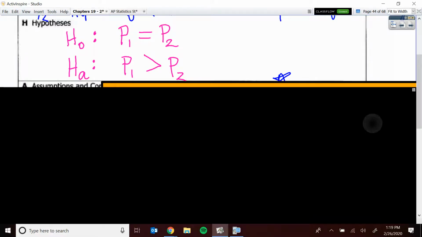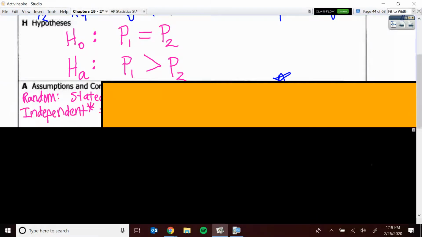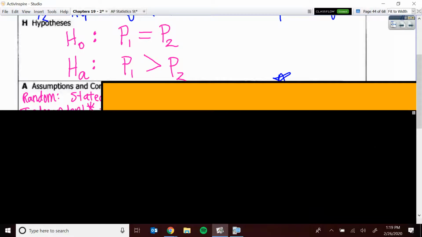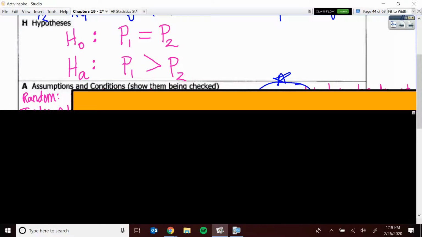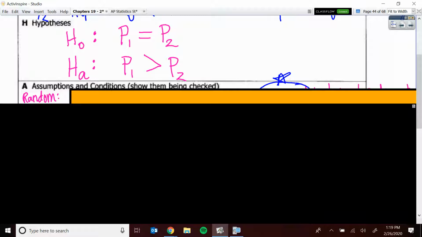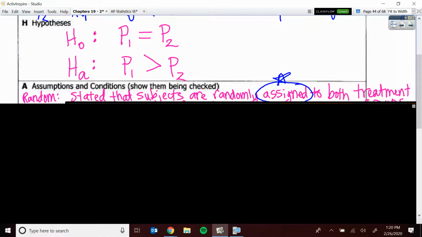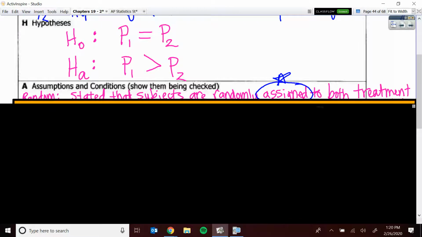Okay. So here we go. Now we've got some conditions and stuff. So let's do our random one. What should we say about this? Were our subjects randomly selected from all people or all smokers? Were they randomly selected from all smokers? No, they were not. They were volunteers. So random selection is not what's going on here. What's going on here? Random assignment to the treatment groups.